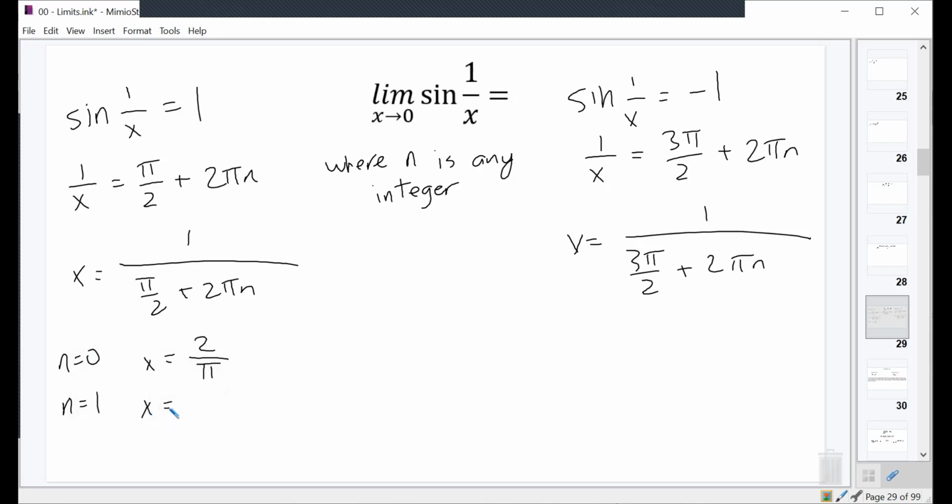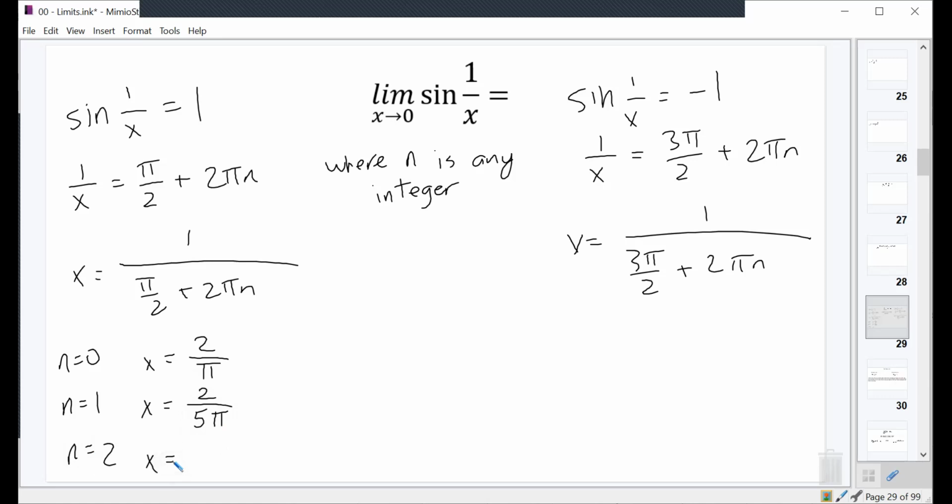Okay. What about if n is 1? Well, if n is 1, right, then we've got in that denominator pi over 2 plus 2 pi. Pi over 2 plus 2 pi would be 5 pi over 2. And I have 1 over 5 pi over 2, right? We could write that, but really, we're just going to take the reciprocal of that. That's just going to be 2 over 5 pi. So we'll write it that way.